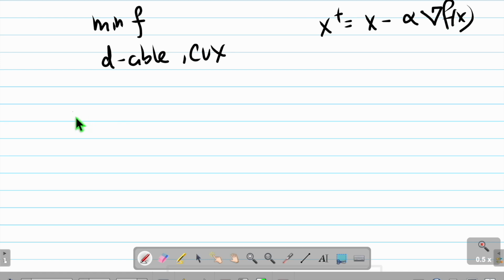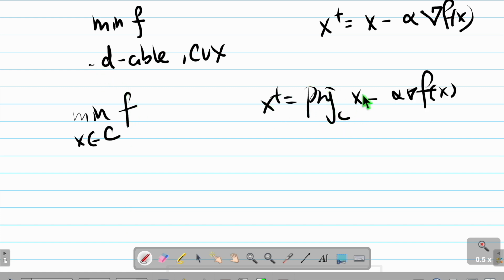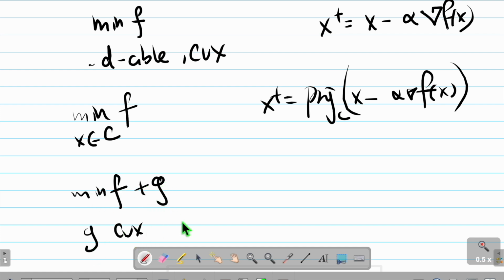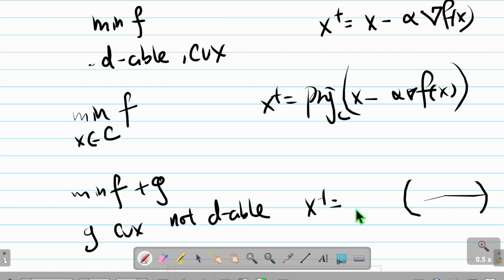If I minimize f, differentiable and convex, then you just do gradient descent. Okay, happy. If I minimize f and suddenly you have a constraint set C, what do you do? Assume these are true, you do the same thing, and do the projection afterward. Now you minimize f plus a g, where g is convex but not differentiable. Okay, what do you do? You do the same thing, but you do the prox.